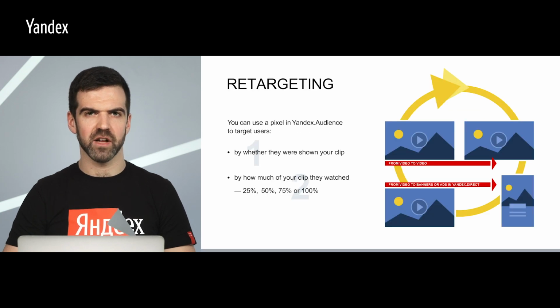Another targeting type available is retargeting for users who have already seen your ads, meaning that you can gather these users into groups and encourage them to continue through the sales funnel. You can use a pixel in the Yandex audience to target users by whether they were shown your clip or by how much of your clip they watched: 25, 50, 75%, or until the very end.